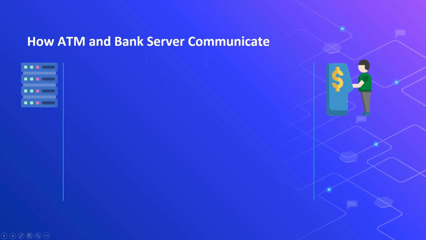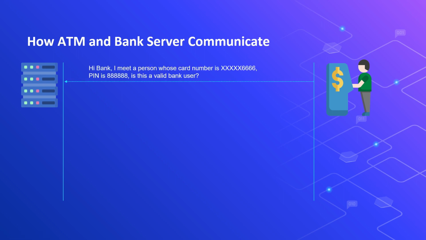There's a bank server behind this ATM machine so that these two work together to provide me with this cash withdrawal service. Let's see what actually happens just now between the ATM and the bank server. After I input the ATM card and my PIN, the ATM is actually communicating with the bank server for the authentication. So it will say, hey bank, I met a person whose card number is blah, blah, blah, and PIN is blah, blah, blah. Is this a valid bank user for us?